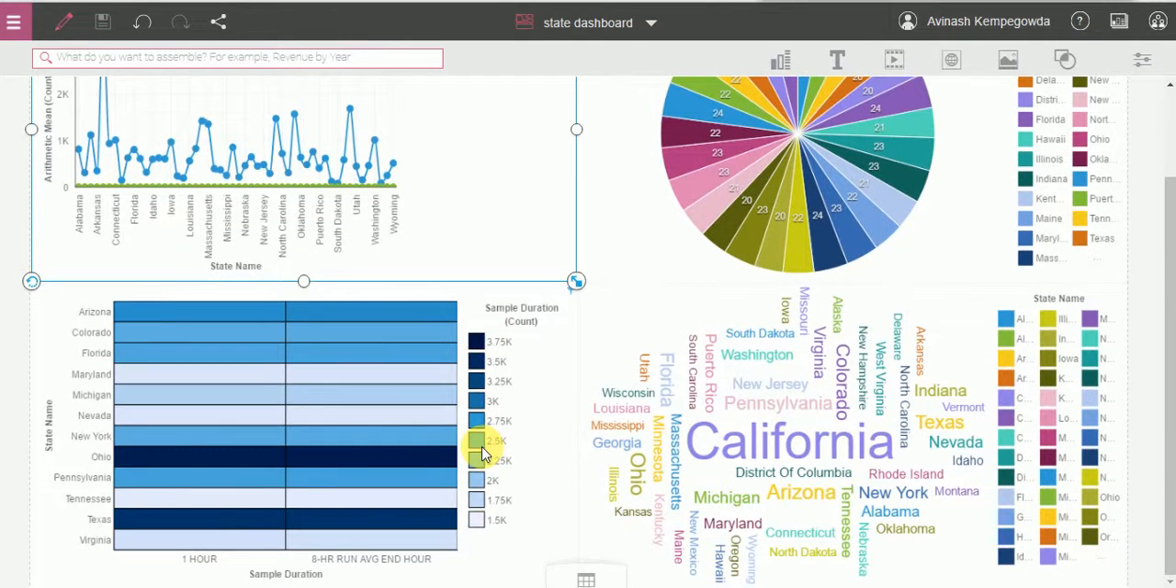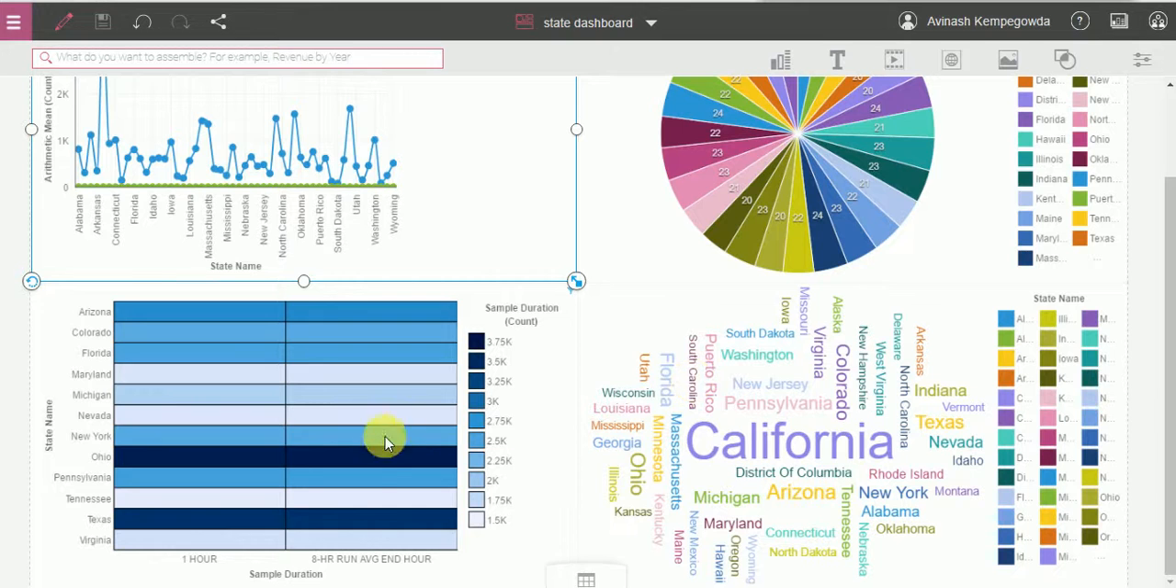And here we have the heat map, that is a tree map, with the dark color representing the sample duration, and the light color representing the sample duration with the less emission of carbon monoxide at a particular state. Here is the word visualization, wherein the word visualization describes the quantity or the number of iterations of carbon monoxide which are more in a particular state. Here we can see California has more carbon emissions, so the font of California is much larger than the other states.